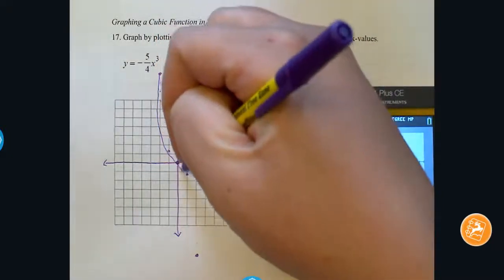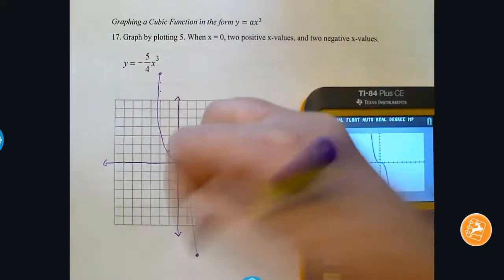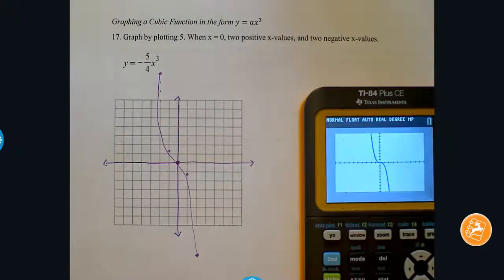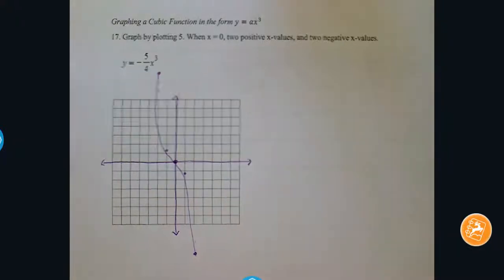So we're going to connect our dots with a squiggle. That is what a cubic function would look like. Okay, then we are moving on to the next problem.